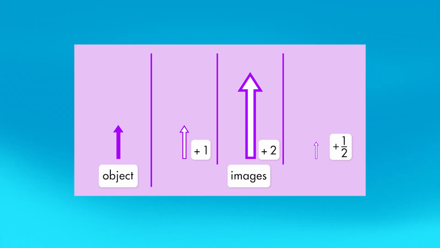A magnification value has either a positive or negative sign. A positive sign indicates an upright image. A negative sign indicates an inverted image.